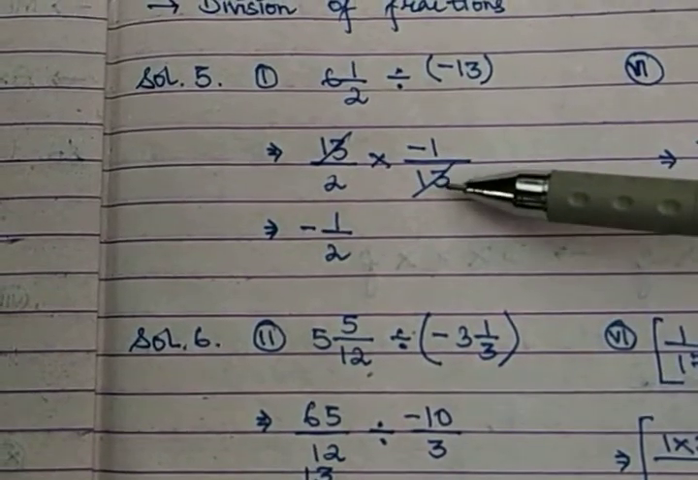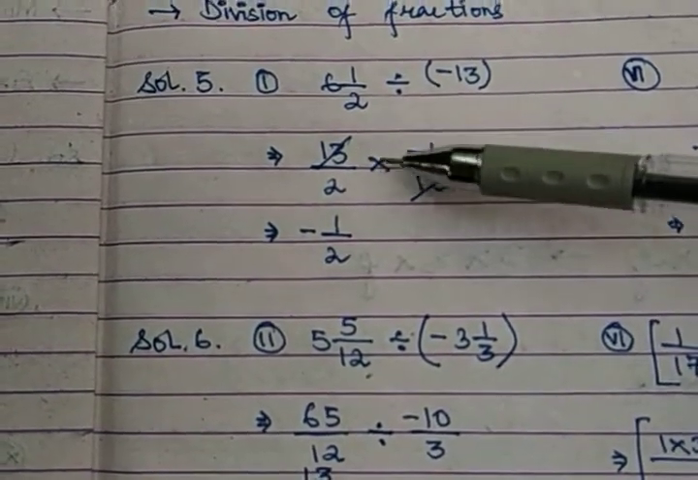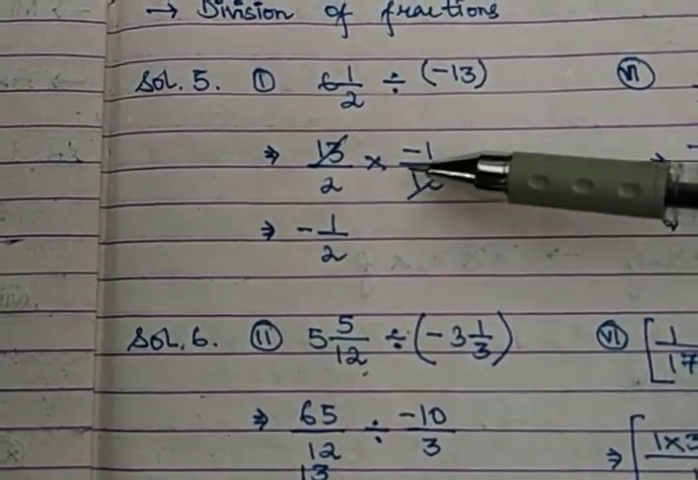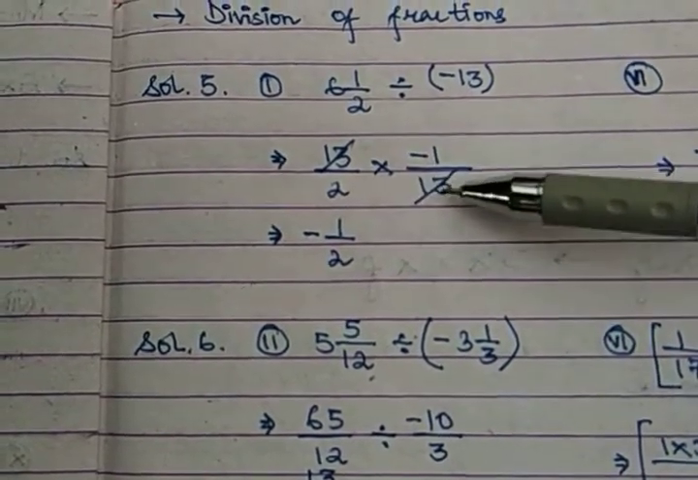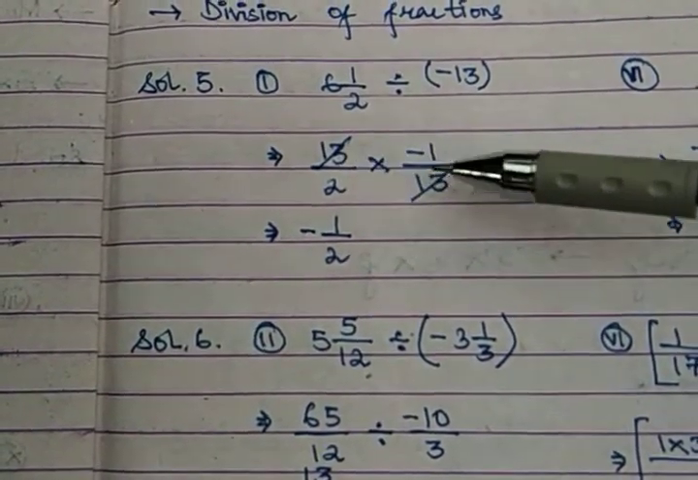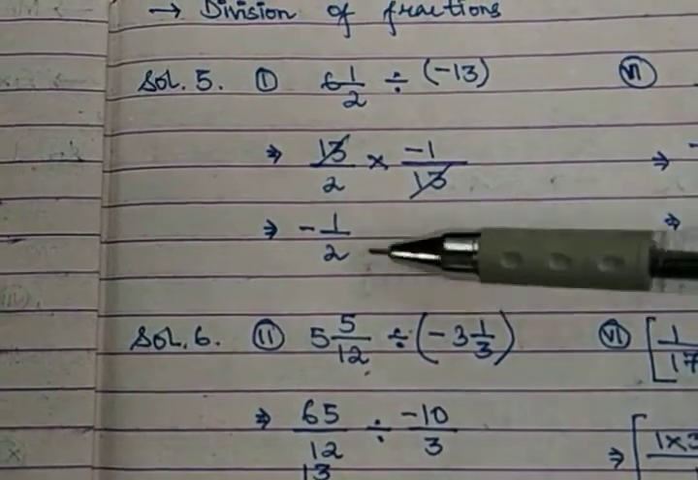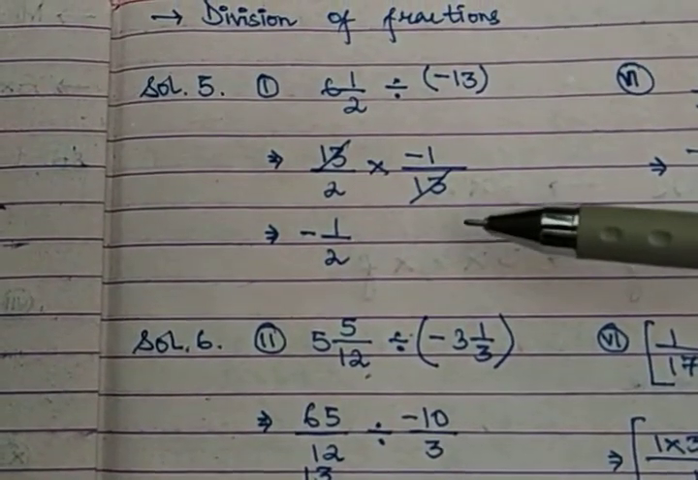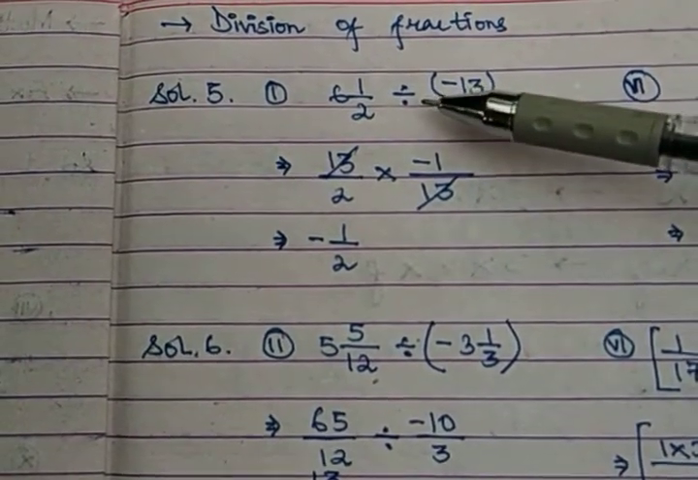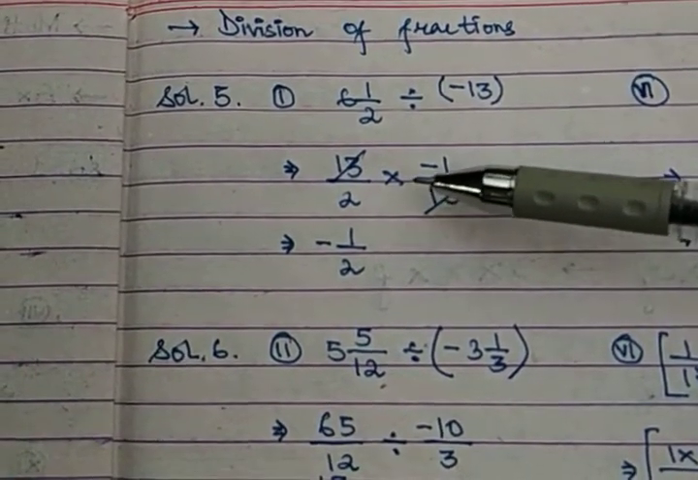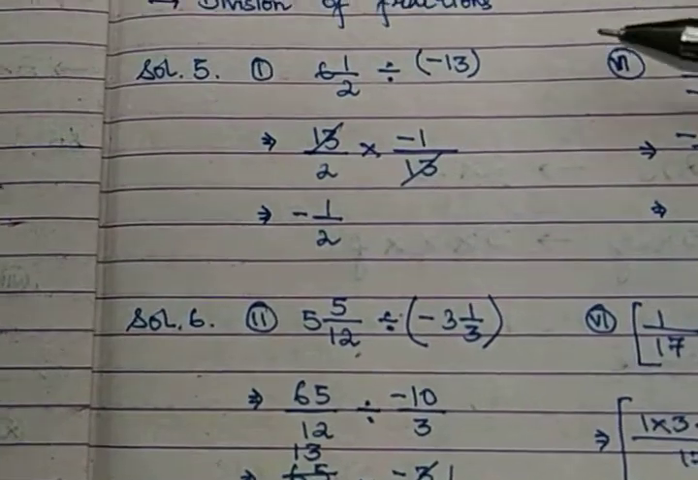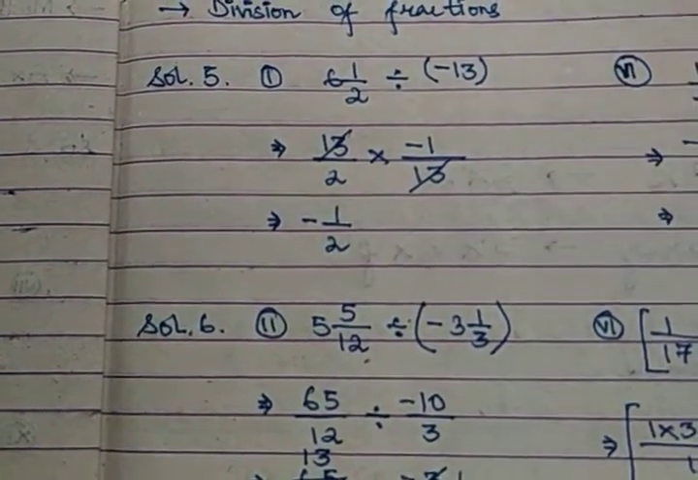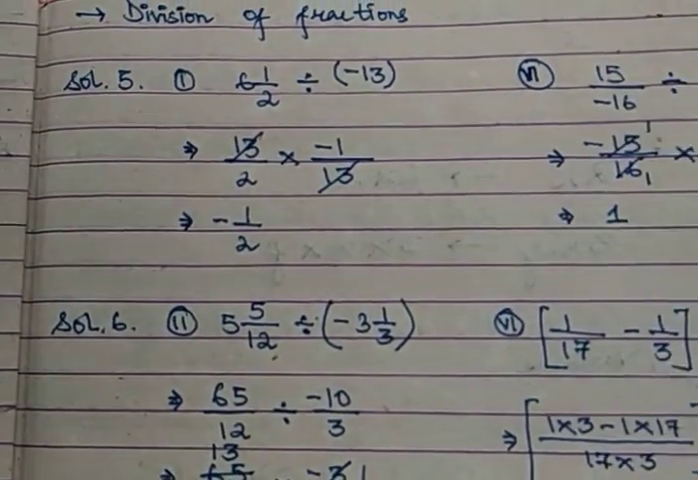After that, what I see here is a numerator and a denominator with 13 in the two fractions with multiplication relation. So I've cancelled 13 and 13 and got our answer as minus 1 divided by 2. Is it okay? The simple thing to understand here is that you need to convert the division sign to multiplication. As soon as you convert the division to multiplication, the second term will be reciprocated.